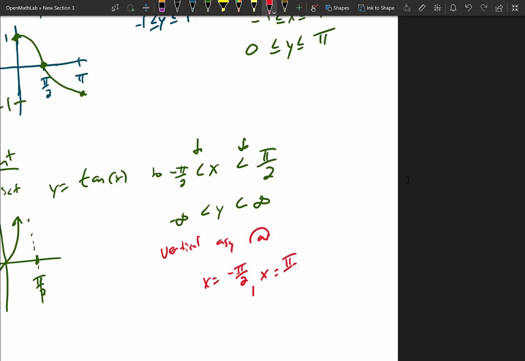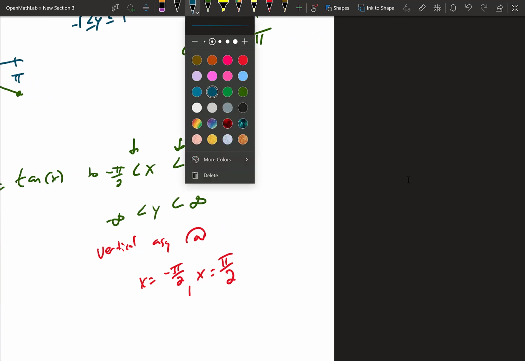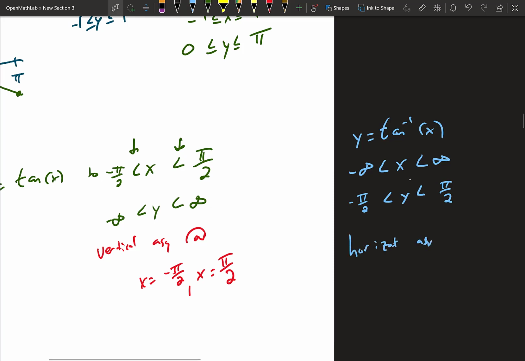Right, so then when we go to talk about inverse tan of x, my x value is going to be in between -infinity and infinity, because the x and y switch. So that means my y is going to be in between whatever the x was in between. So that was -pi/2 and pi/2. And these vertical asymptotes now become horizontal asymptotes. So we're going to have horizontal asymptotes at y equals -pi/2 and y equals pi/2. Right? So those are the differences between those.